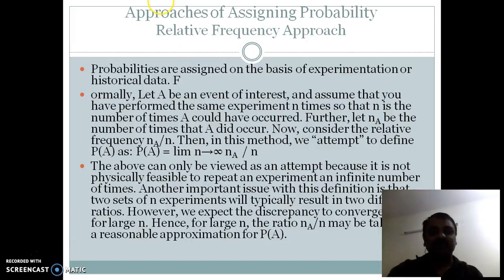Next, let's see a relative frequency approach of assigning probability. In this case, probabilities are assigned on the basis of experimentation or historical data. Formally, let A be an event of interest and assume that you have performed the same experiment n times, so that n_A is the number of times A could have occurred to a maximum extent.